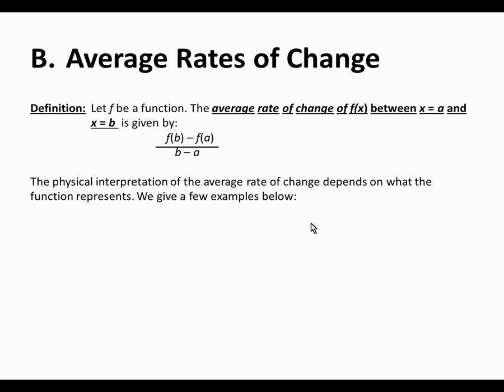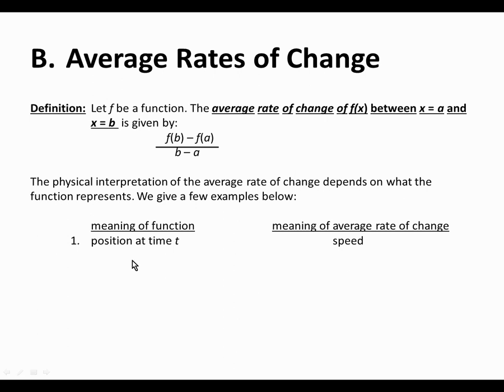The physical interpretation of the average rate of change depends on what the function represents. So I'm going to give you a few examples, because sometimes you're going to be asked to interpret what the average rate of change means. So the meaning of the function, what is the function trying to tell you? Like, is it giving you height, giving you weight, something like that? And the meaning of the average rate of change.